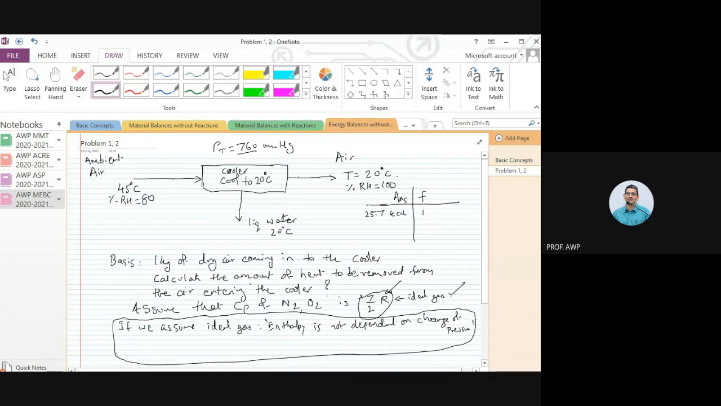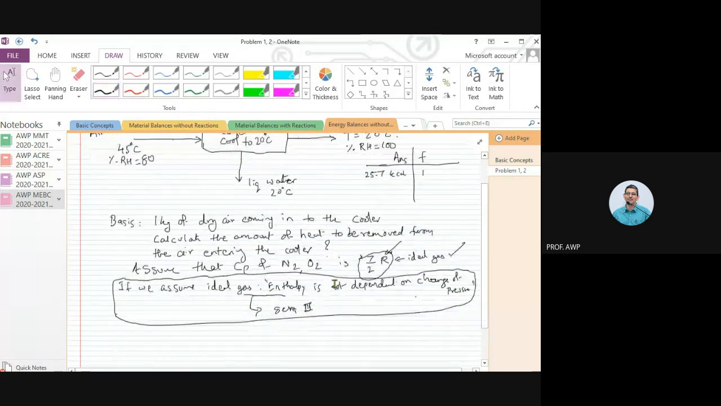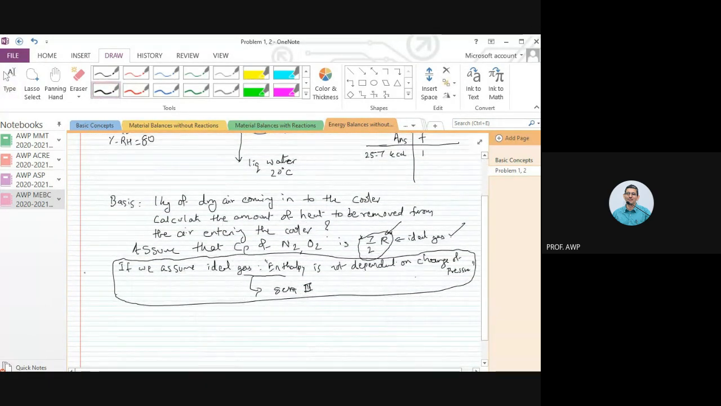Yes. So if we assume ideal gas, enthalpy is not dependent on change of pressure. This statement you may or may not agree with, but just wait till semester 3. We will actually prove that for an ideal gas, the enthalpy change is not dependent on change of pressure. So that is one statement.